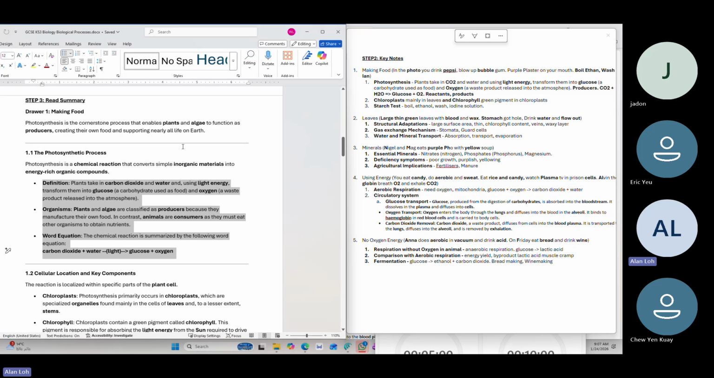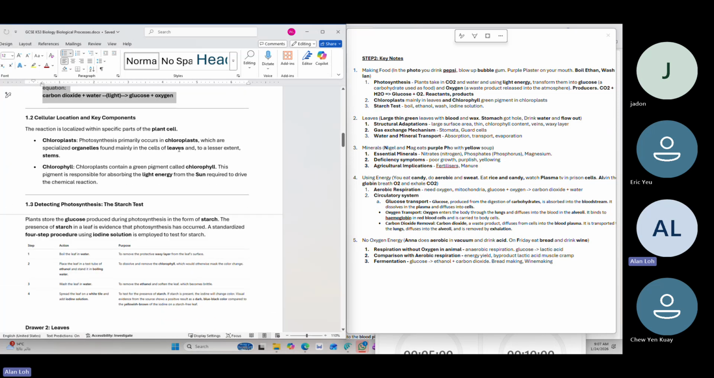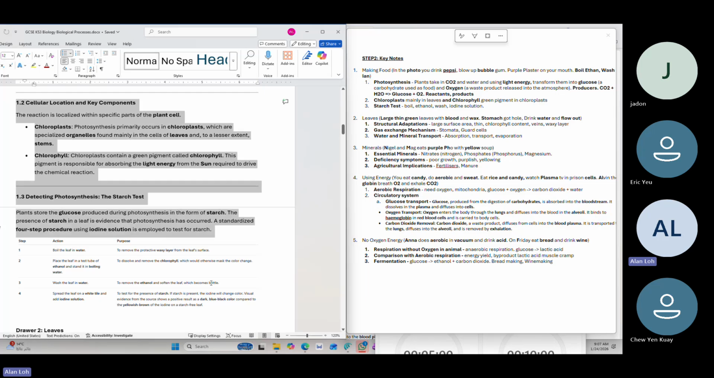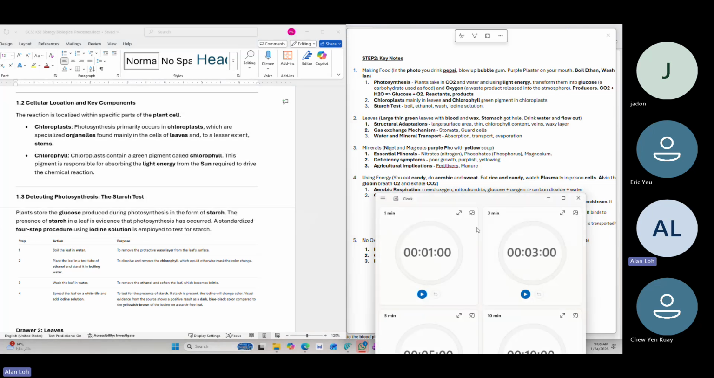Okay, number 2. Let's go to here. This is a bit small. Let me zoom in. I hope you can read this table. Okay, let's do 1 minute. Start now.